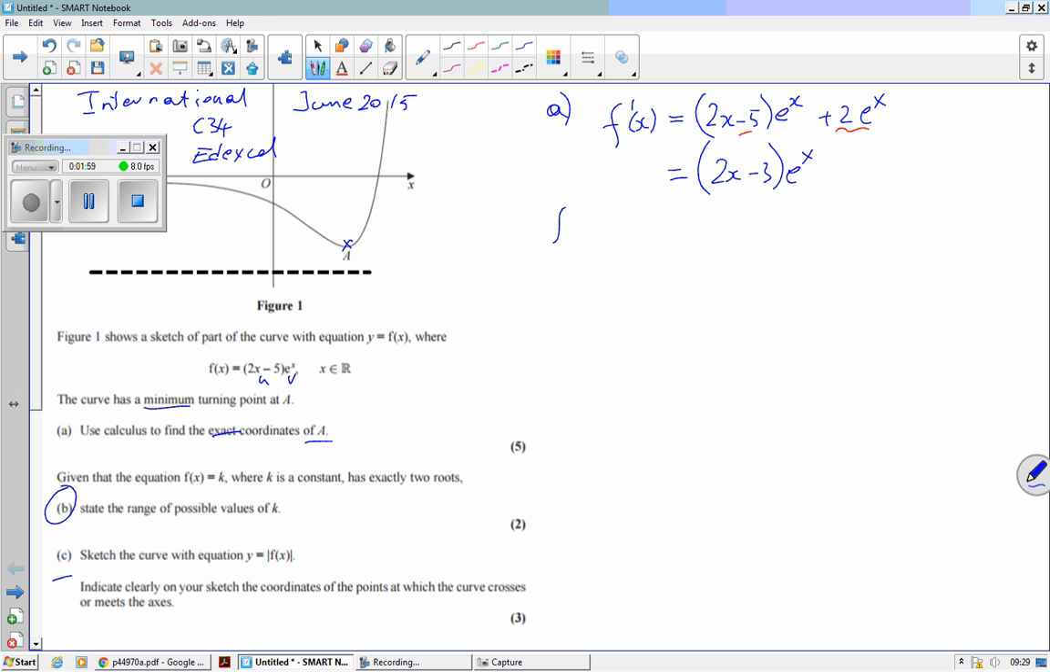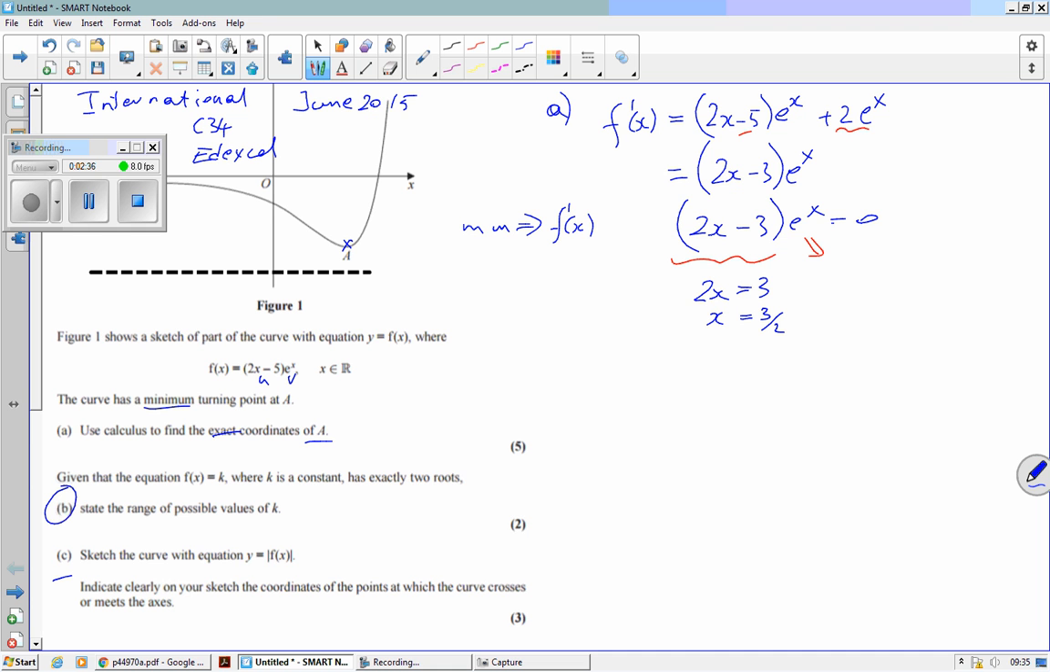Then, because it's talking about a minimum turning point, this point here basically, we can just say that f'(x) is 0 for the minimum. So that gives us (2x − 3)e^x equal to 0. So we can see that the 2x − 3 bit is what's actually going to determine this, because e^x is never 0 for any real numbers. It's got an asymptote there, but it's not actually ever equal to 0. So we've got 2x equals 3, x equals 3 over 2.